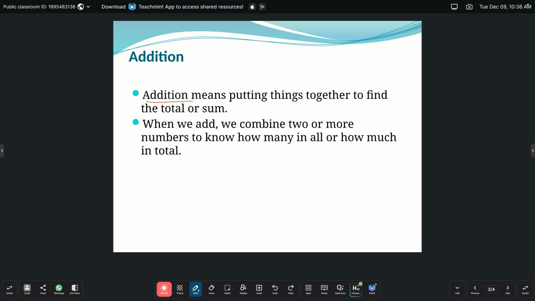Addition means putting things together to find the total or sum. When we add, we combine 2 or more numbers to know how many in all or how many in total. For example, if I have 3 balloons and my sister gives me 2 more balloons, how many balloons are total with me?